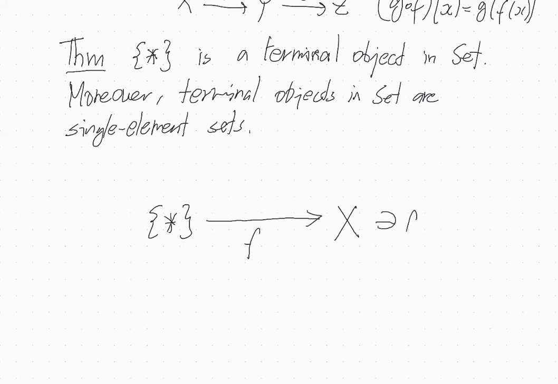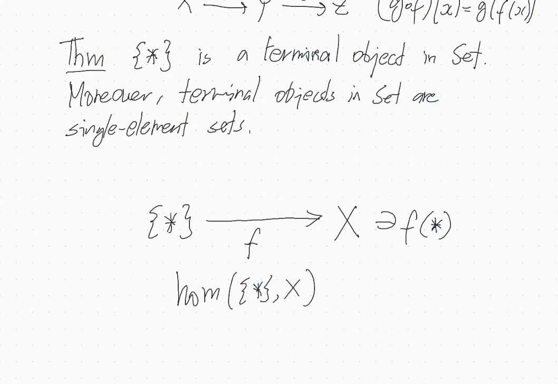And moreover, every element in X will be reachable this way because for any element in X, we can consider the function that maps star to that element, right? So we have this bijection between hom star X, which is the set of all morphisms from the singleton to X, and X itself.